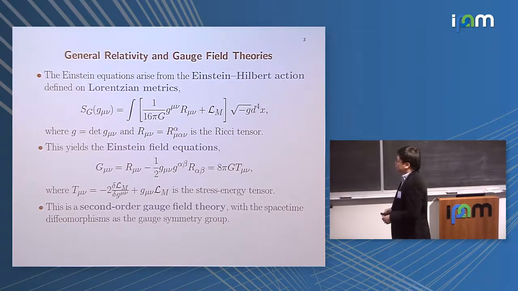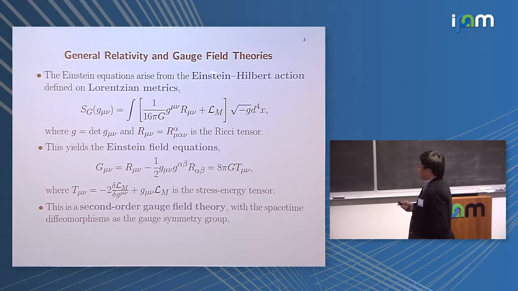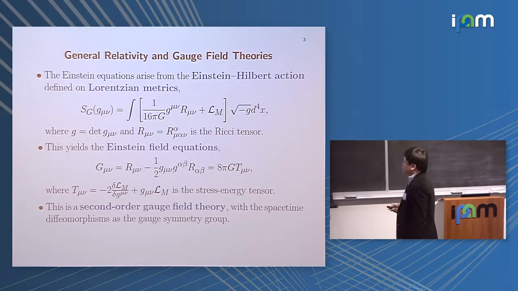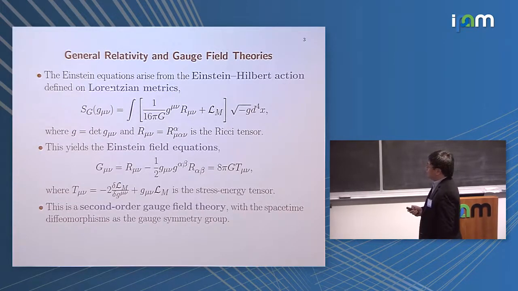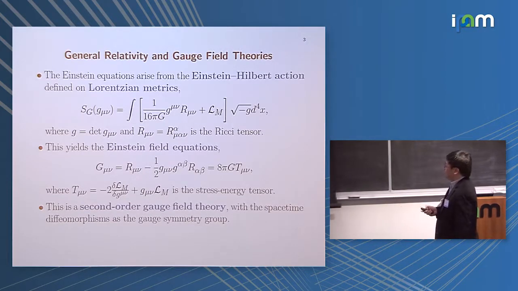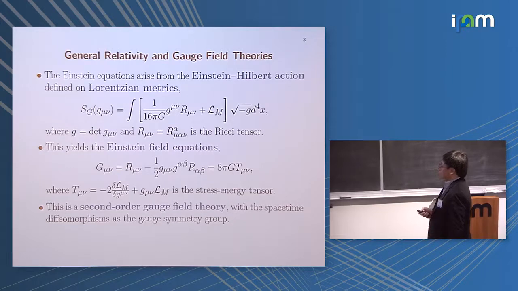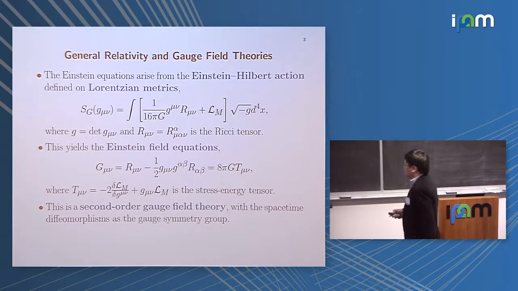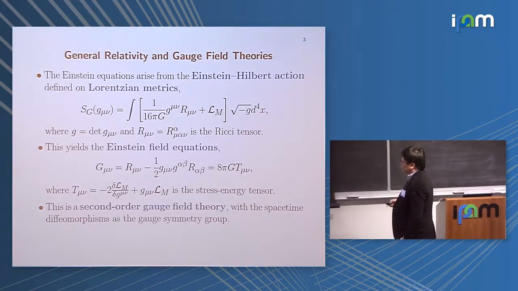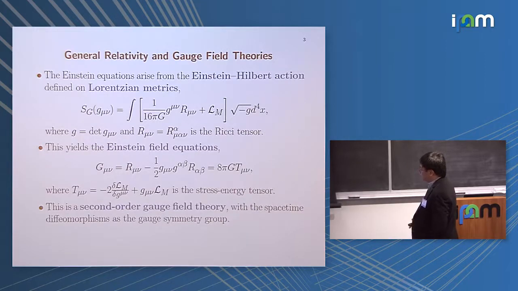So let me try to frame this from a mathematical setting. The Einstein equations can be derived using a Lagrangian perspective, using what is known as the Einstein-Hilbert action. The Einstein-Hilbert action is defined on Lorentzian metrics in the following way. If you look at the corresponding Euler-Lagrange equations, you end up with the Einstein field equations. The main take-home message is that this gives you a second-order gauge field theory, and the spacetime diffeomorphisms are the associated gauge symmetry groups.